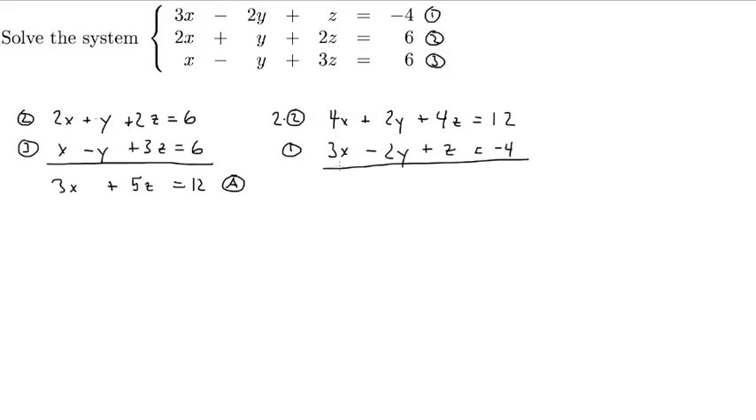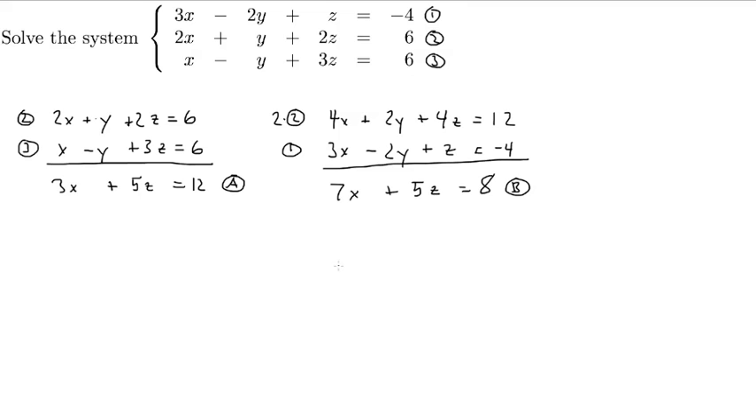All right, add up each of these. 4x plus 3x, that's 7x. 2y minus 2y, those cancel out. But again, that was the point. 4z plus z is 5z. And then 12 minus 4, that's going to be 8. I'm going to call this equation B.